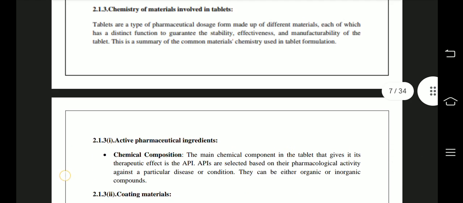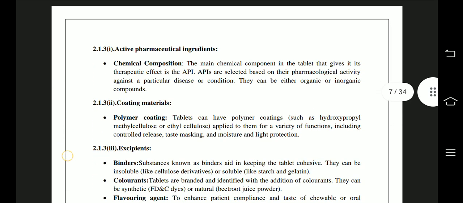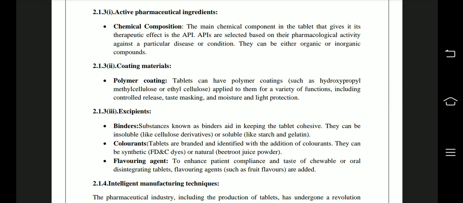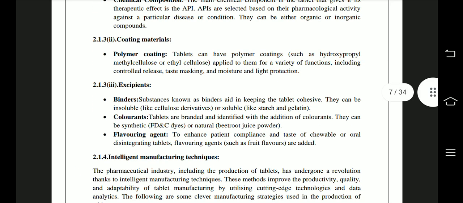The second chemistry of material involved in this, coating materials. Polymer coating. Tablets can have polymer coating such as hydroxypropyl methyl cellulose or ethyl cellulose applied to them for a variety of functions, including controlled release, taste masking, and moisture and light protection.